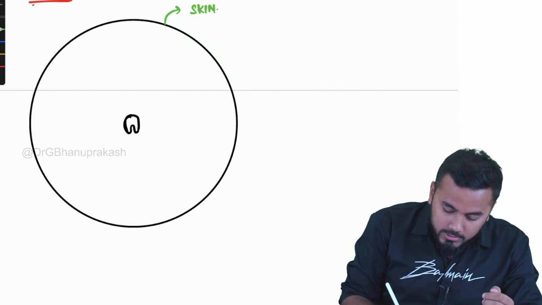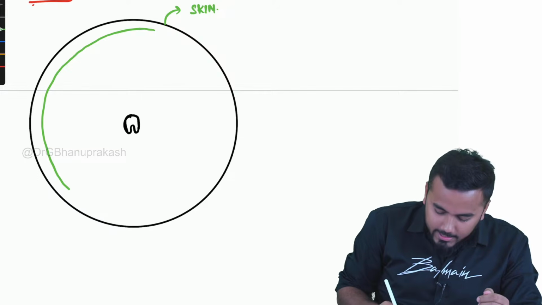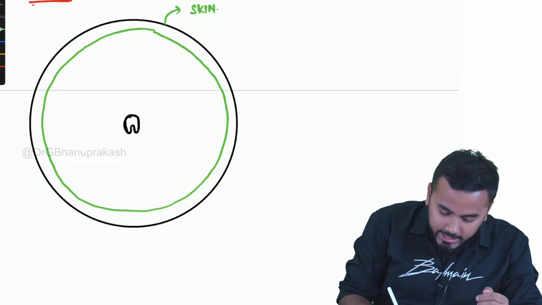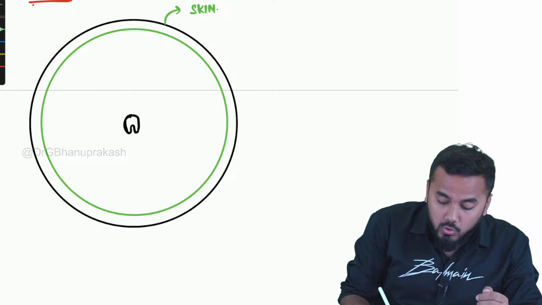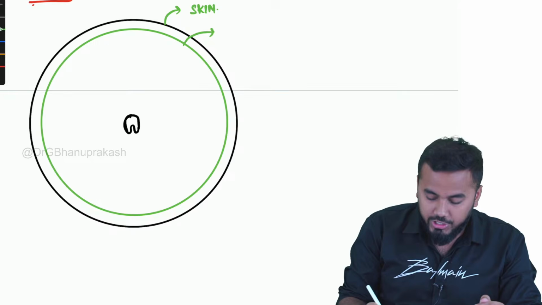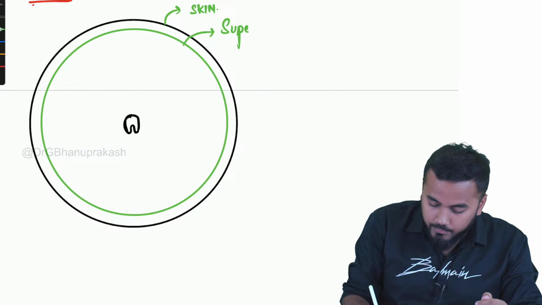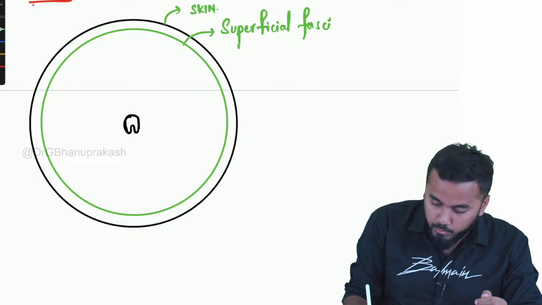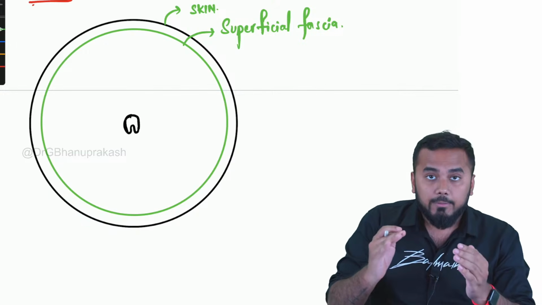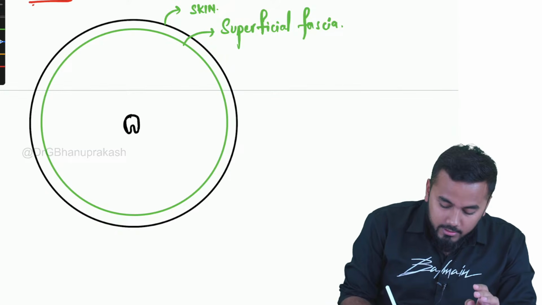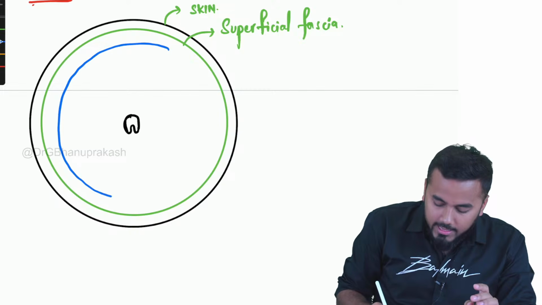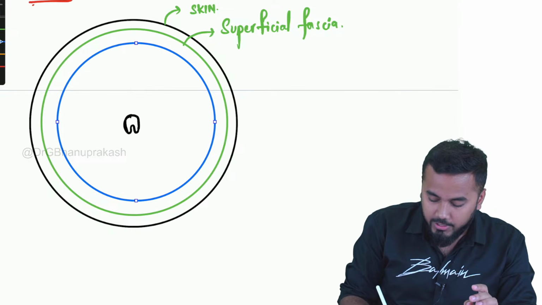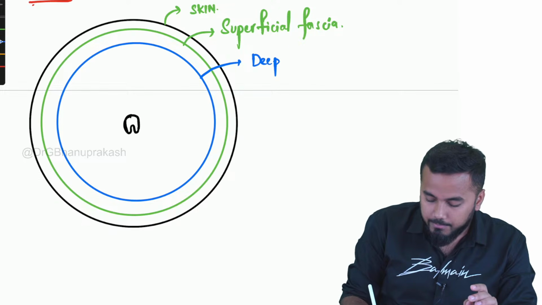Just beneath that outermost layer, we have a second layer, and that second layer is called the superficial fascia. Below that superficial fascia, we have another layer, and this is called the deep fascia.